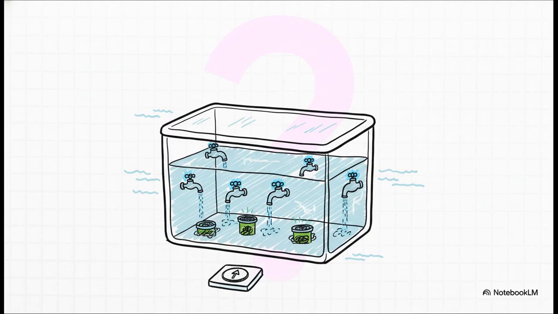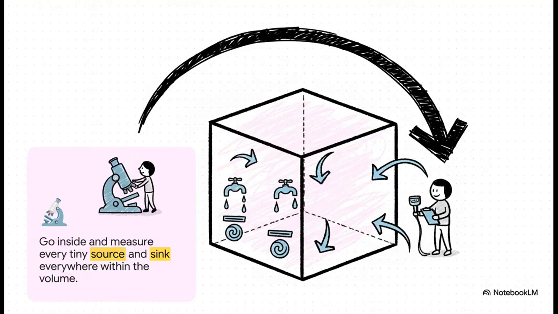Now, let's say hidden inside there are these tiny, almost magical faucets and drains that can turn on and off whenever they want. The question is, without opening the box, how could you possibly know the total amount of water being added or removed at any given moment? Well, you've really only got two options. The first one, the inside method, seems logical, right? But it's also basically impossible. You'd have to shrink down, go inside the box, and meticulously measure every single source and every single drain, and then add them all up.